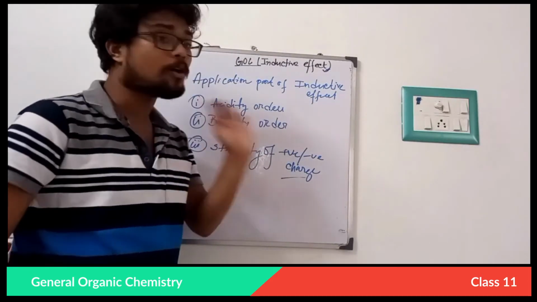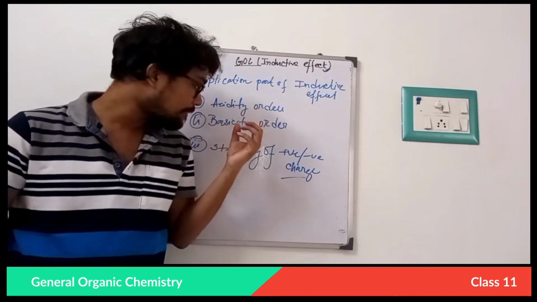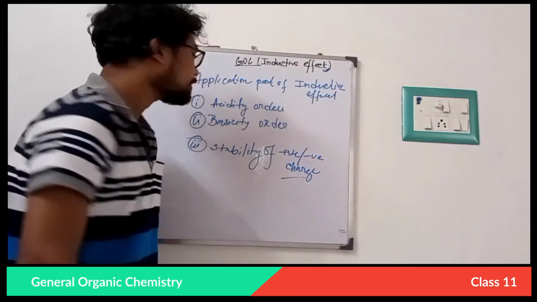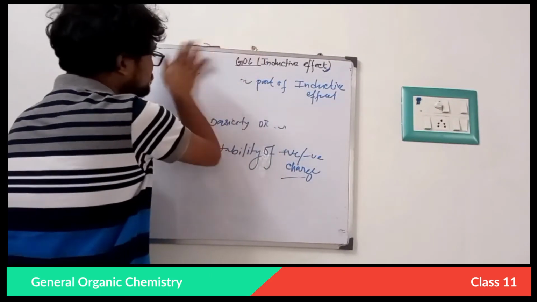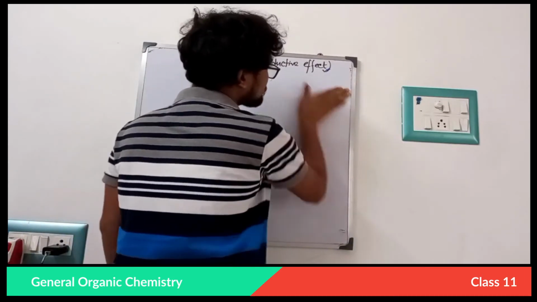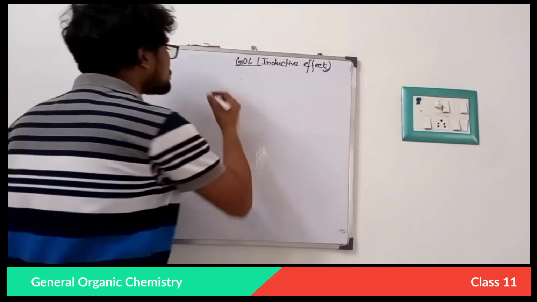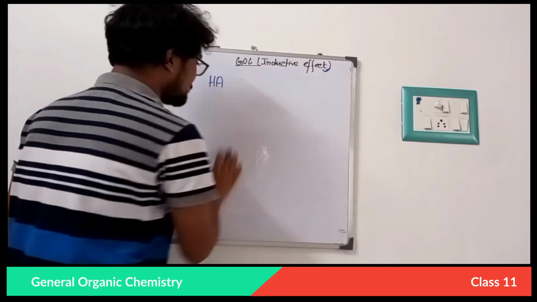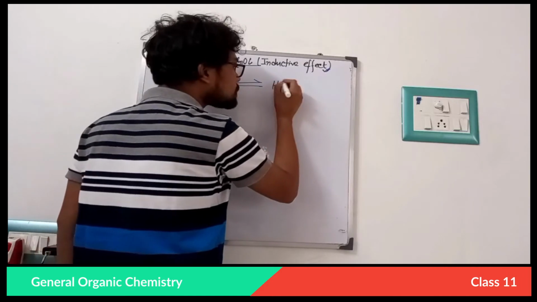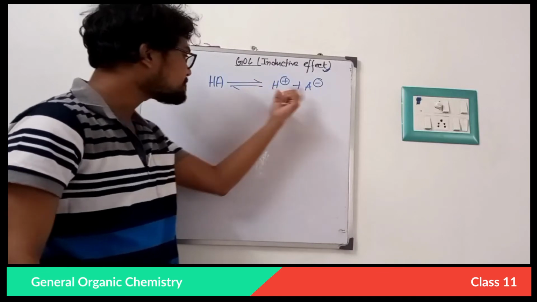First, I am discussing the acidity order, how the inductive effect affects the acidity order. First I am showing this one. Now listen, I am removing all this part. Fine. Now suppose this is an acid, HA is an acid, so it will produce H plus and A minus.